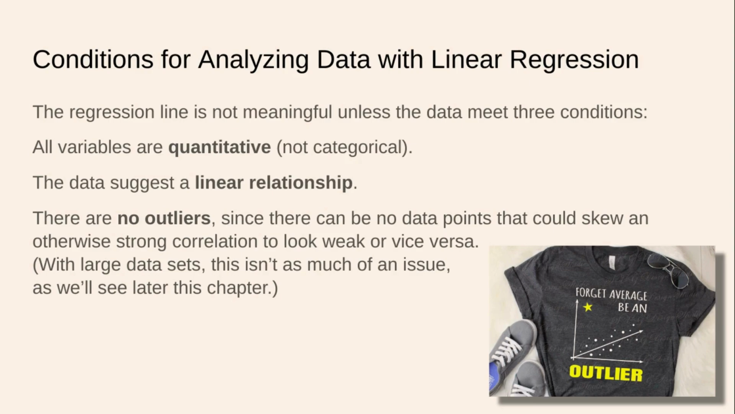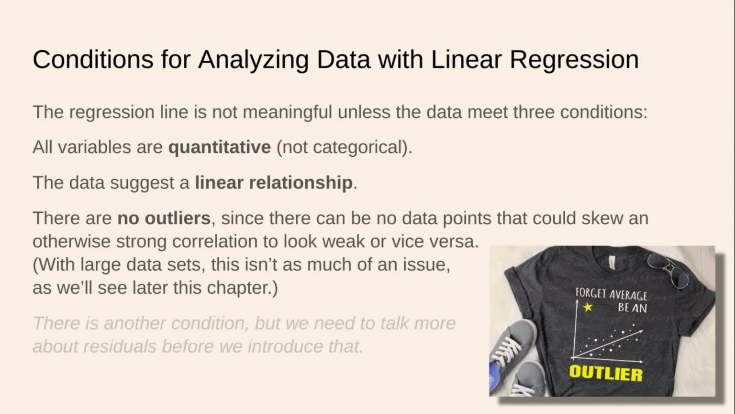Now, there are three conditions right here. Quantitative data, that should be obvious. Linear relationship, also obvious. No outliers, not quite as obvious, but outliers do tend to ruin things now, don't they? There is another condition, but we need to talk more about residuals before we introduce that one. So stay tuned. There are actually 4, but we're going to keep 3 in our back pocket.